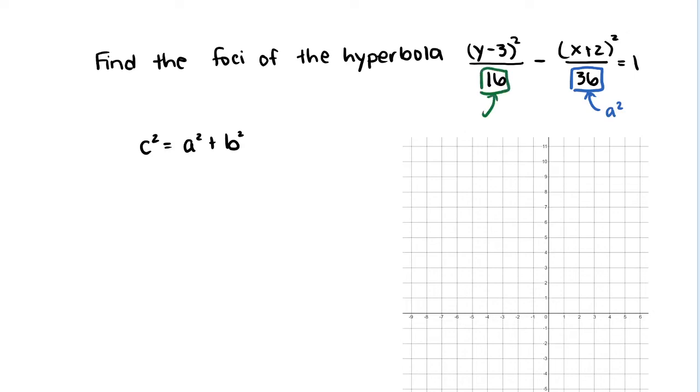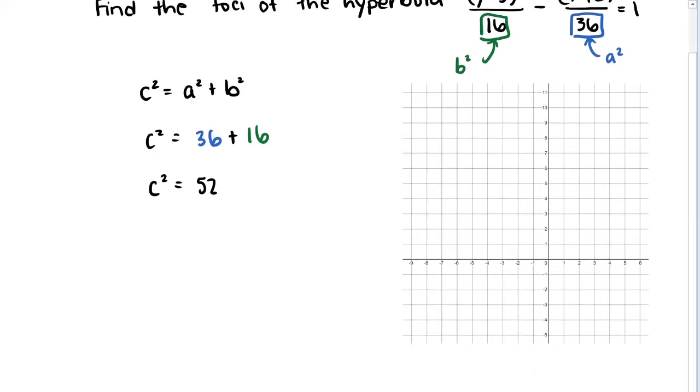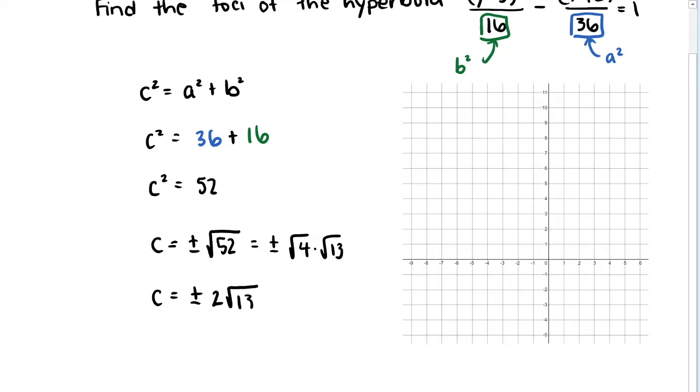b squared is 16. And so this tells us that c squared is equal to 36 plus 16, making c squared equal to 52. And so what's the value of c? Well, I would take plus or minus the square root of 52. And the square root of 52 can be rewritten as the square root of 4 times the square root of 13. And so c is equal to plus or minus 2 times the square root of 13. We can't really simplify that anymore.